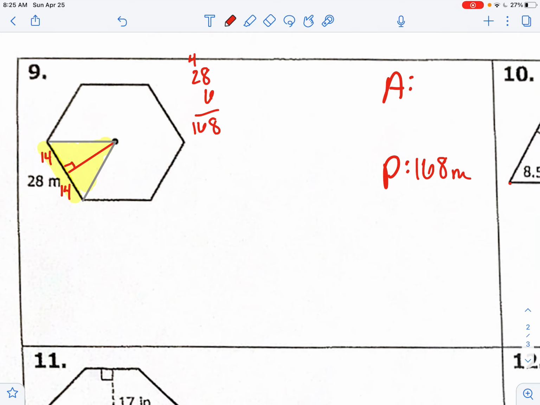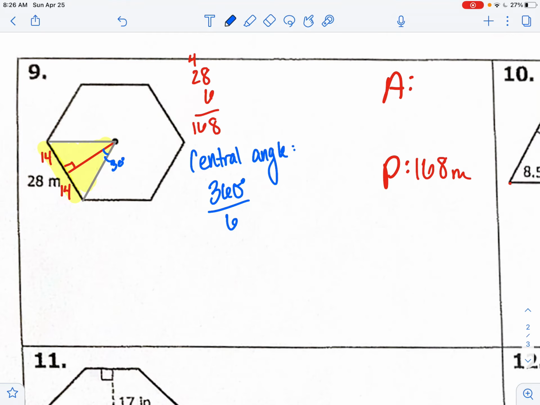So the last thing I need is an angle measure. I'm going to find the central angle. And the central angle is found by taking 360 degrees divided by the number of sides, 6. So this whole central angle is 60, which means that each half would be 30 degrees.